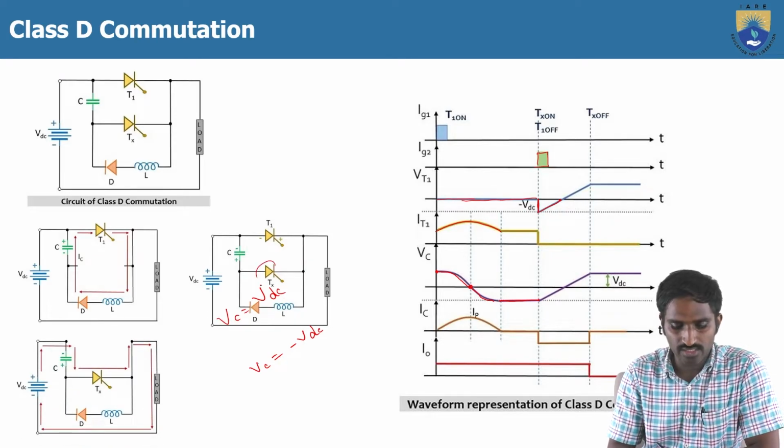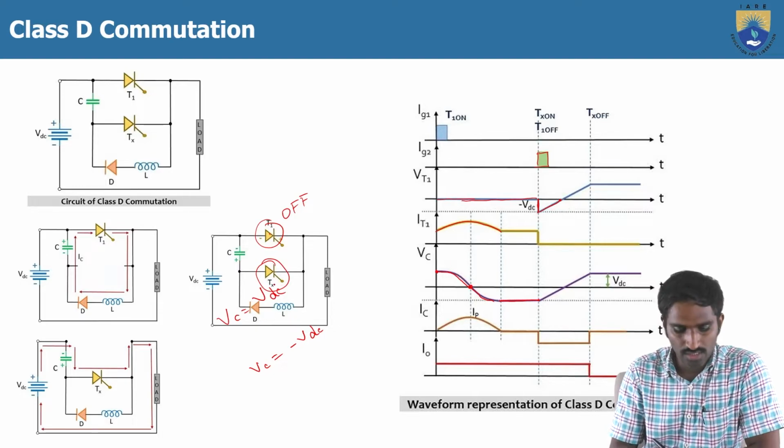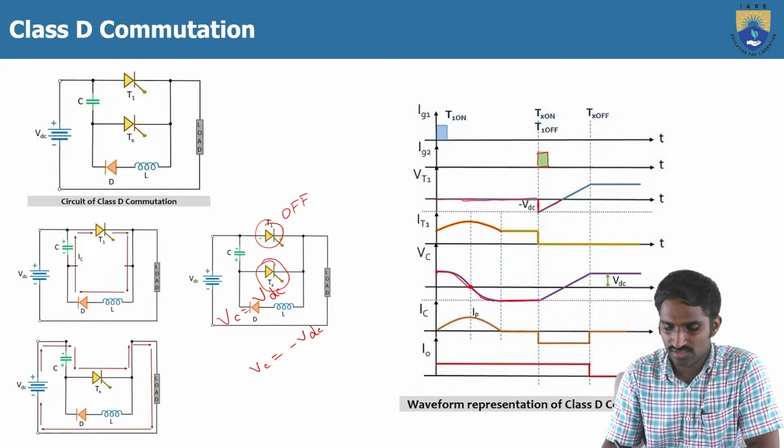So when we are turning on the auxiliary thyristor Tx, then a reverse biased voltage is applied across T1, so that T1 will get into the off state and Tx is on. Which means we are providing a path for the capacitor to discharge in this way. So that's why here the capacitor voltage is gradually decreasing.